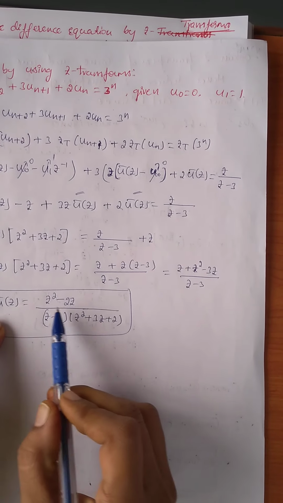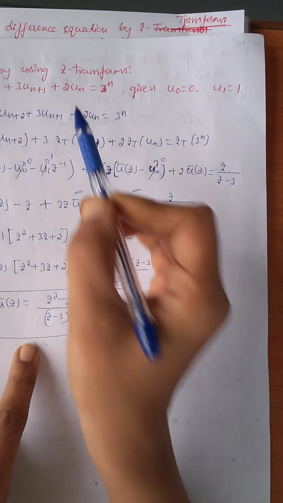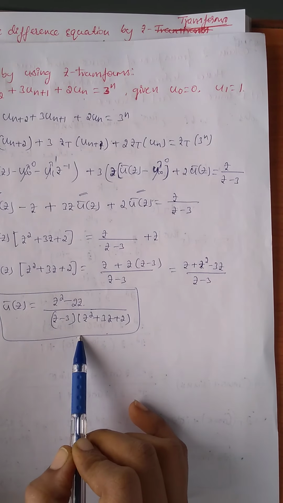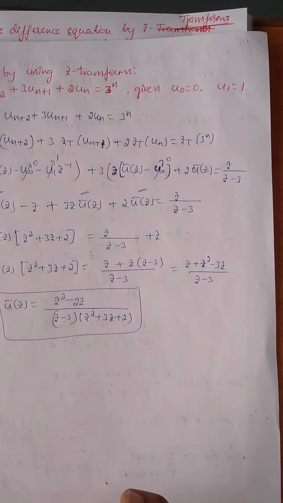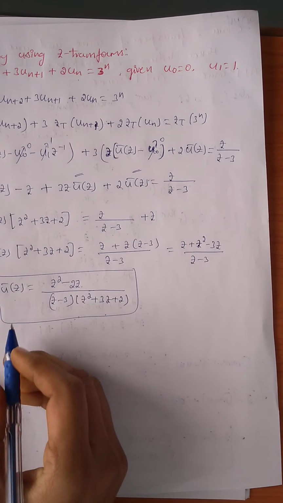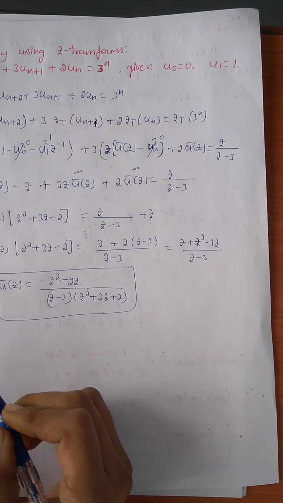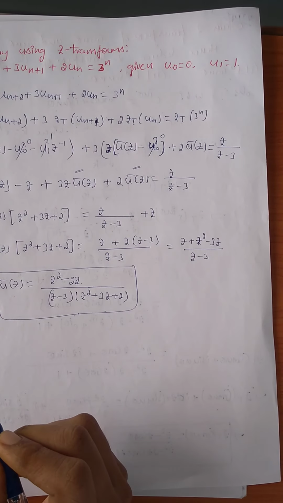ū(z) is equal to (z² − 2z) over the denominator; this is a function. From this function we have to find uₙ. How do you find uₙ? Just apply the inverse z transform, and we can easily find uₙ for this ū(z) function. Before applying the inverse z transform, which I already explained, we can see two different methods in inverse z transform.